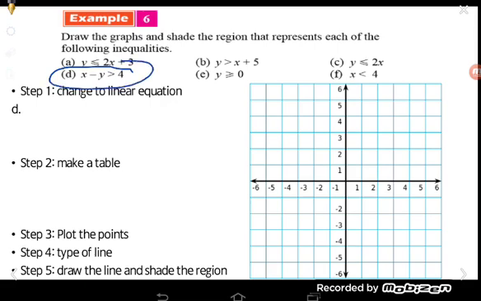Okay, D, this one is very important. Why? Because before you change into linear equation, you have to make it in the form of y equal mx plus c.